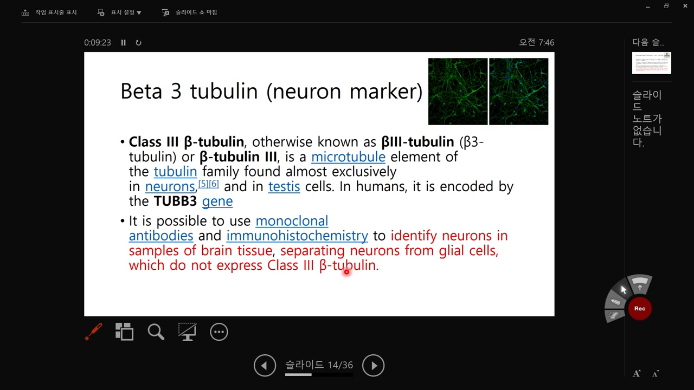So why is beta tubulin? Is one type of the tubulin. And then they have the same role as the tubulin, like they can transport some neurotransmitter like GABA, or other kind of neurogenic neurotransmitter cytokines. And then also they have tubulin structure, they have hollow.